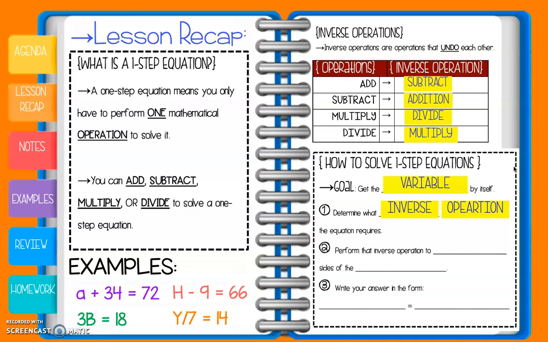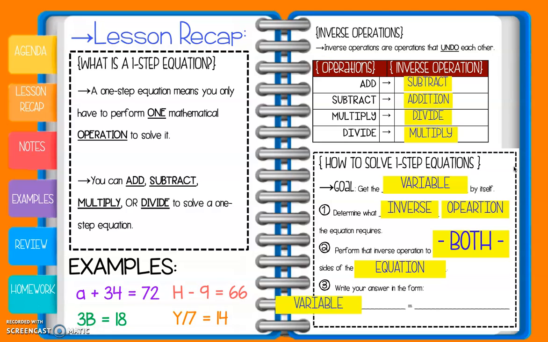After you figure out that inverse operation, you're going to perform that inverse operation to both sides, and that is huge, that's a big deal. We're going to have to do it to both sides of the equation. Equation means that both sides are equal, so whatever we do to one side, we have to do to the other side. Also, we're going to write our answer in the form of variable equals the solution. So the variable is going to be on the left, and we're going to set it equal to our solution on the right.